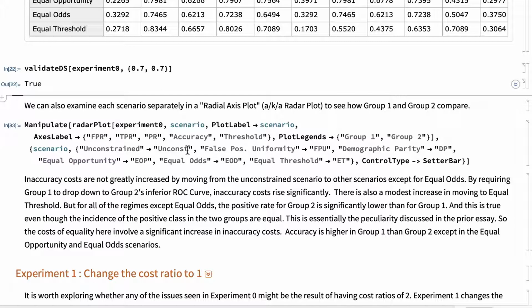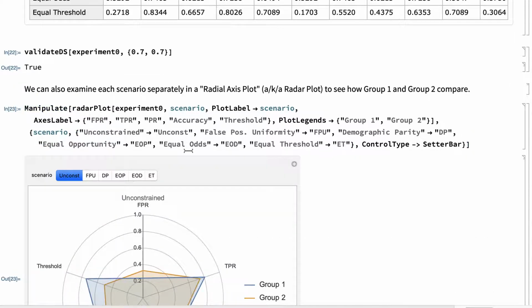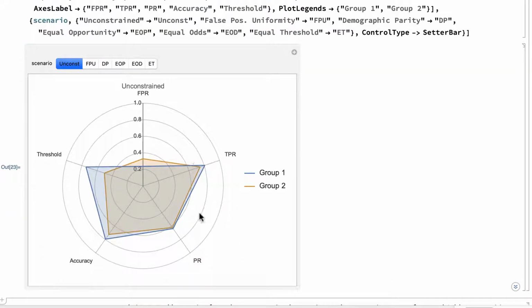The other thing we might want to look at is this little radar plot where I've got these things to look at for each group: the false positive rate, true positive rate, accuracy, and threshold. Blue is group 1, orange is group 2. Here's what things look like in the unconstrained case, and you can see, for example, that the false positive rate for group 2 is higher than for group 1, but the true positive rate is higher for group 1 than for group 2. Positive rate's about the same, accuracy higher for group 1.